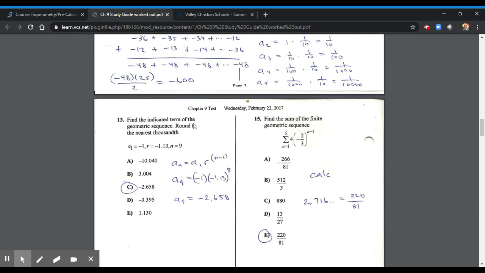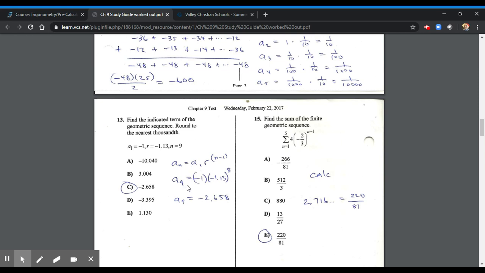Find the indicated term of the geometric sequence, round to the nearest thousandth. Well, my a sub 1 is -1, my ratio is -1.13, and my n is equal to 9. So remember our formula for a geometric sequence is a sub n is equal to a sub 1 times r to the n minus 1 power.